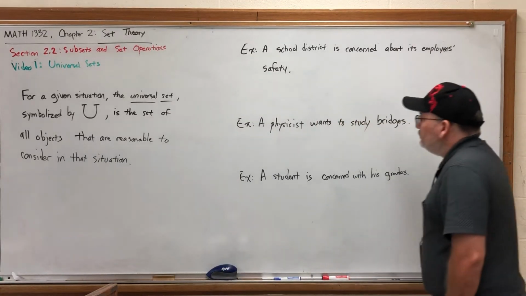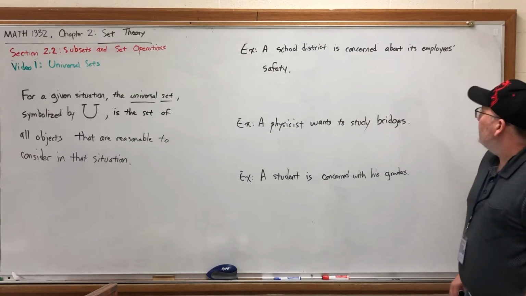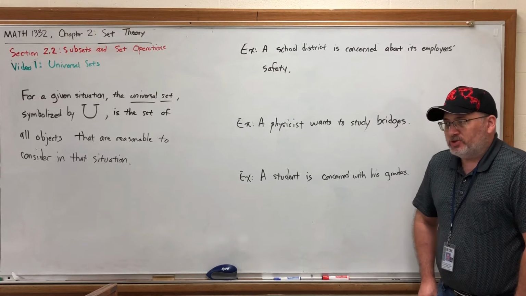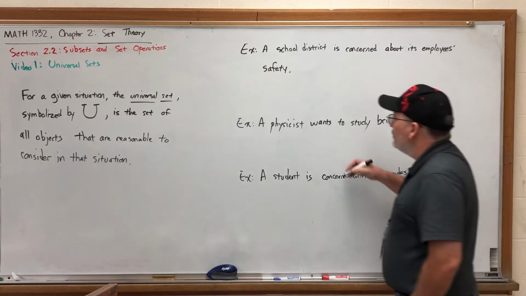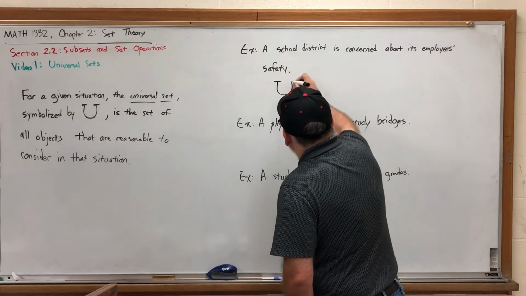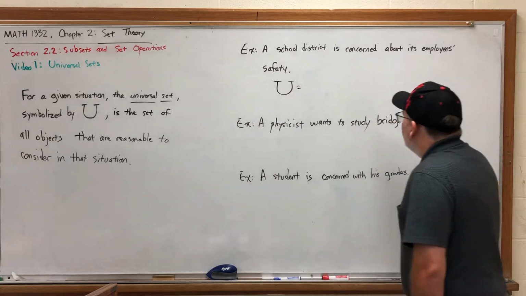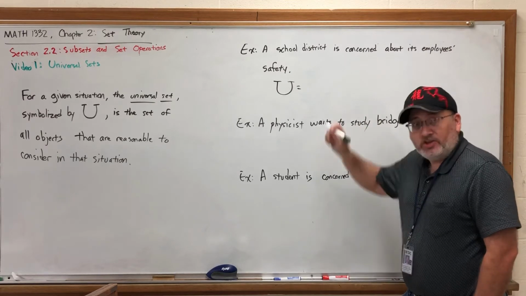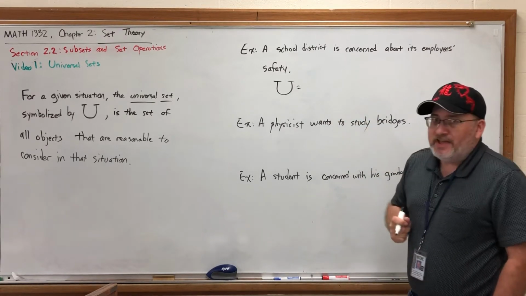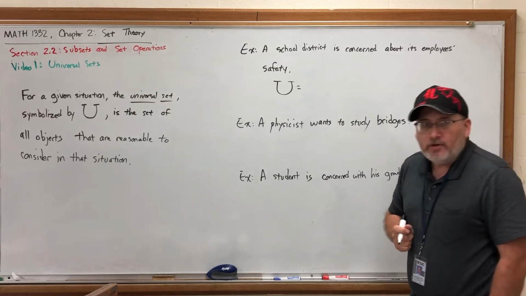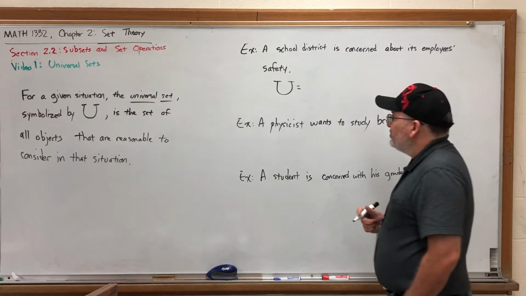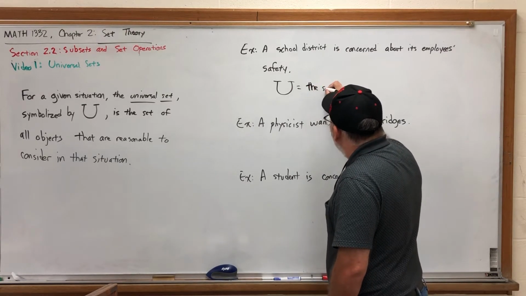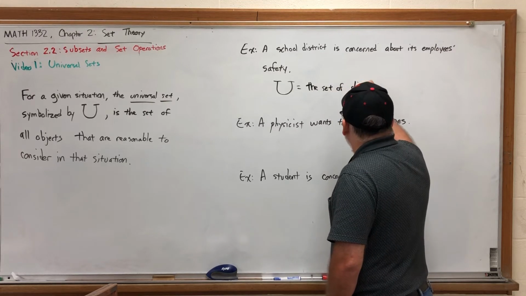For example, let's say a school district is concerned about its employees' safety. What set of objects is the school district going to look at? In other words, what is the universal set in this situation? Well, it's all of their employees. And if we knew all of their names, we could open up a set in roster form and write the names of all those employees. But in the absence of that information, we can just describe, using the descriptive method, the universal set. The universal set in this context could be the set of district employees.